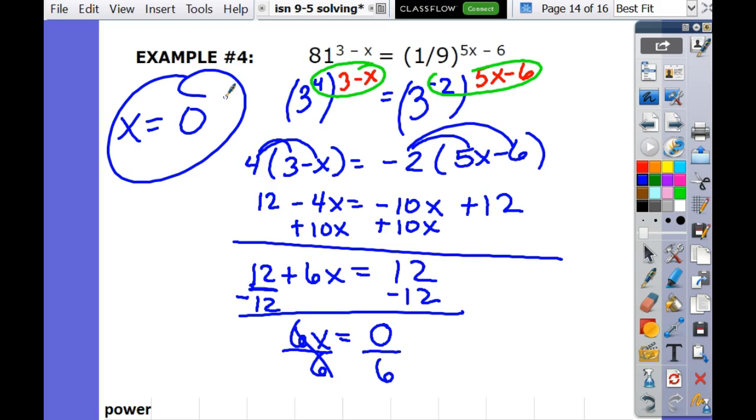0 can be an answer. It does not mean that the answer is no solution. It means that the answer is 0. We are going to finish the rest of those notes tomorrow. At this time, you are going to finish worksheet, or at least work on worksheet 9.5.